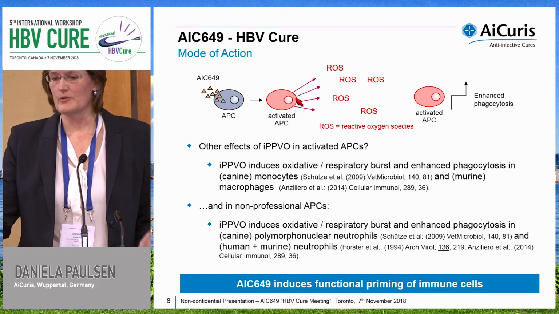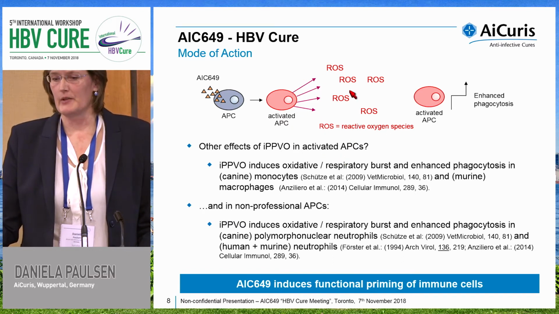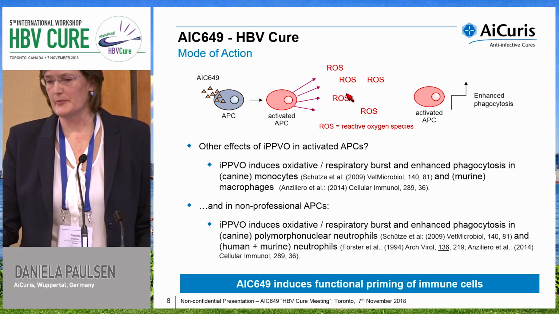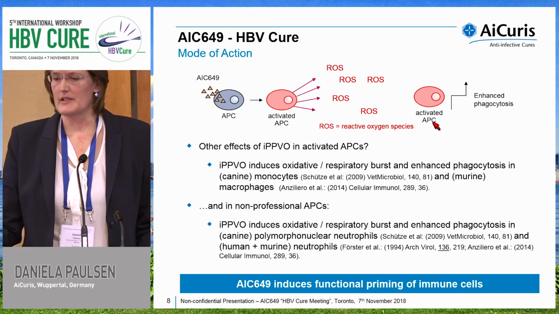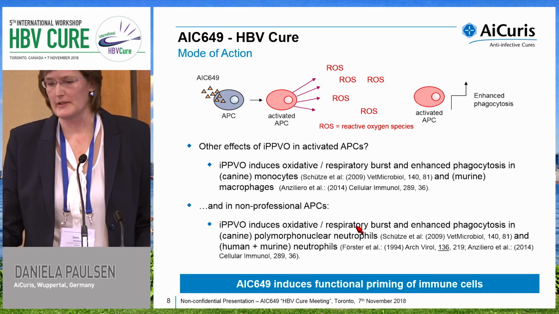Then 649 also induces a functional priming of these immune cells. So the activated cells undergo kind of an oxidative and respiratory burst, and they release reactive oxidant species. And what you can also see is that phagocytosis is enhanced, and this is true for the conventional antigen-presenting cells as well as for non-professional antigen-presenting cells, which would be neutrophils.